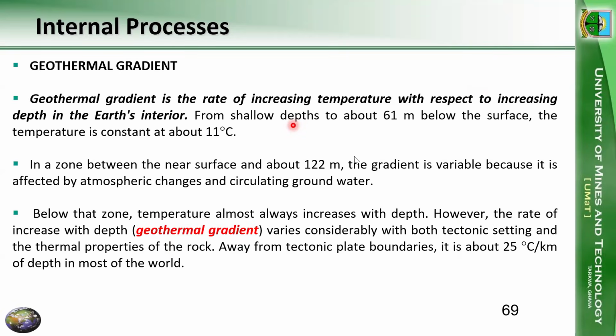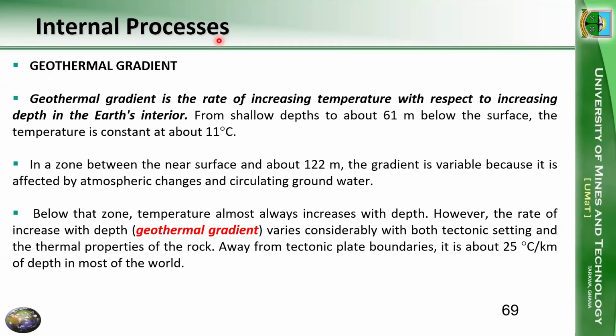All right. So now we want to talk about geothermal gradients. We know that the higher you go, the cooler it becomes. Similarly, the deeper you go, the hotter it becomes. So geothermal gradient is the rate of increasing temperature with respect to increasing depth in the Earth's interior. From shallow depths to about 61 meters below the surface, the temperature is constant. But at about 1 to 2 meters, the gradient varies, because it is affected by atmospheric changes, and water is also in the ground, in the rocks. We call that groundwater.